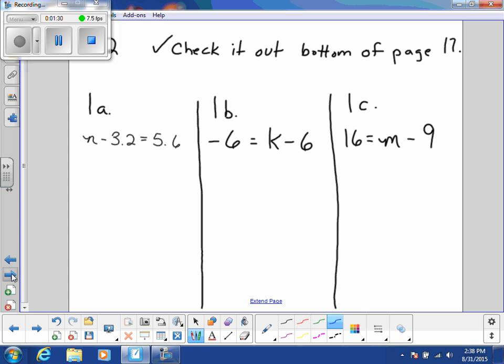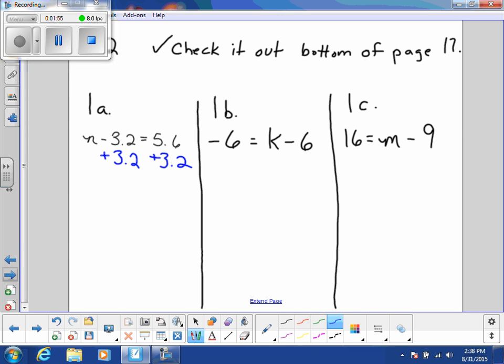We want to get the variable by itself. So I'm going to do the inverse operation. The inverse of subtraction is addition. And whatever I do to one side, I have to do to both sides of the equation. Do exactly the same thing on both sides. So I'm going to add 3.2 to both sides of the equation.